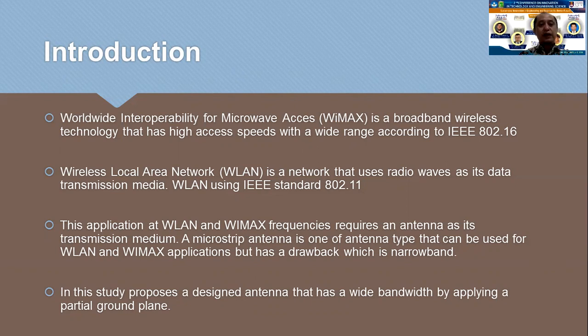This application at wireless LAN and WiMAX frequencies requires an antenna as its transmission medium. A microstrip antenna is one of the antenna types that can be used for wireless LAN and WiMAX application, but has a drawback, which is narrow band. The bandwidth for covering WiMAX and wireless LAN frequency is 3.05 gigahertz. This is quite a wide band.